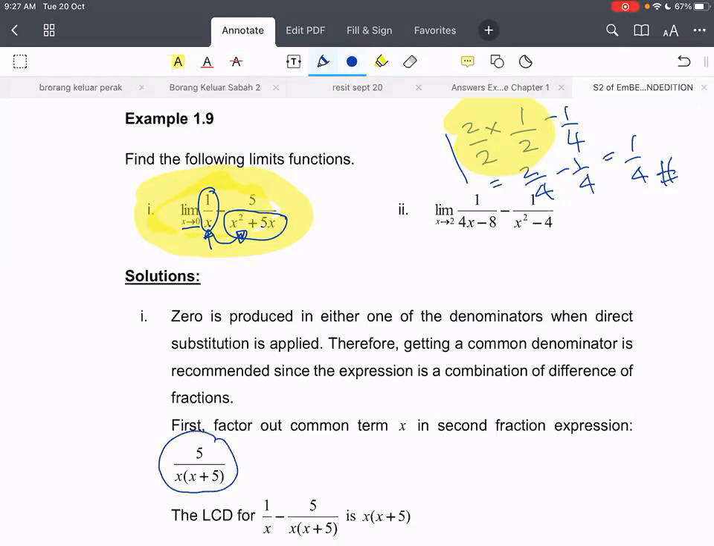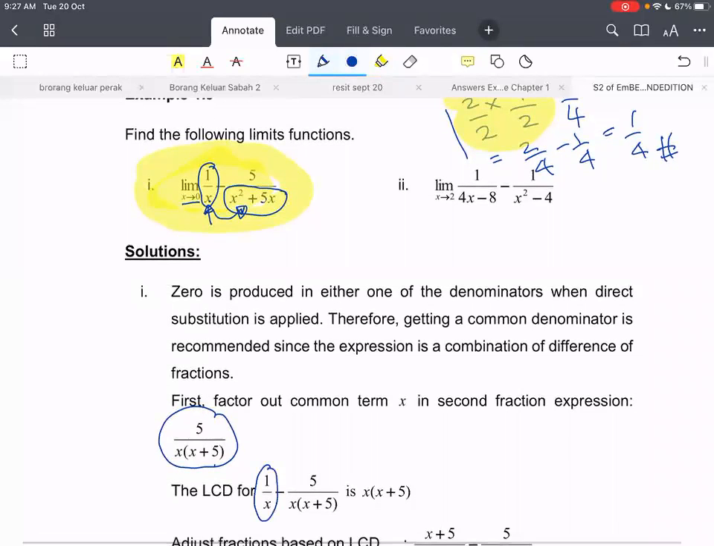So it will become 5/x times x plus 5. Okay, once you have factorized it, it means that the first term here, you only need to times up with x plus 5/x plus 5. Okay, do you understand? Is that clear?